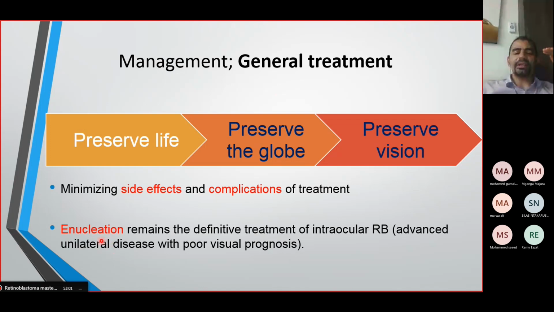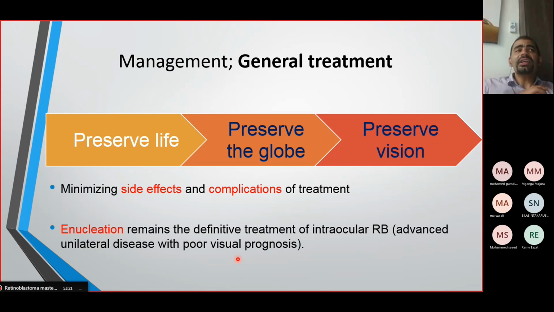And it's still done in patients with advanced unilateral retinoblastoma with poor visual prognosis. So the decision of enucleation will depend on two things. First of them, the extent of the tumor in the eye. So if it's stage D, for example, or E, we think that we need to do the enucleation.